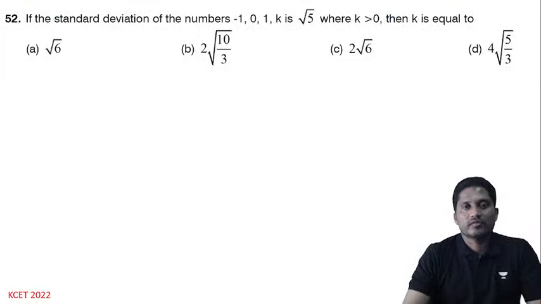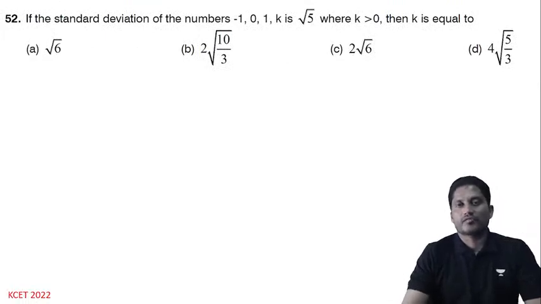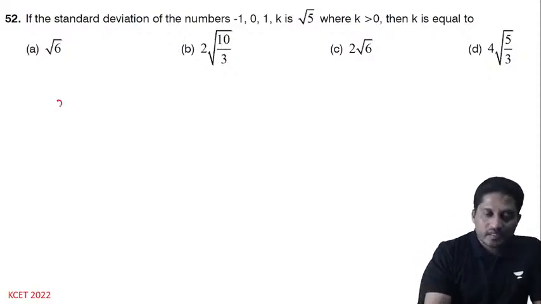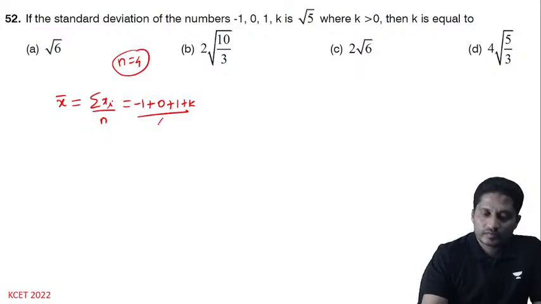Question number 52. The standard deviation of the numbers is root 5, K positive. What should be the value of K? Mean is equal to sum of all observations by number of observations: minus 1 plus 0 plus 1 plus K, N is equal to 4. This will cancel. You will get K by 4.